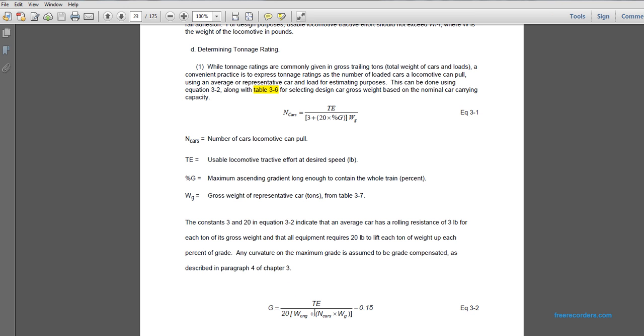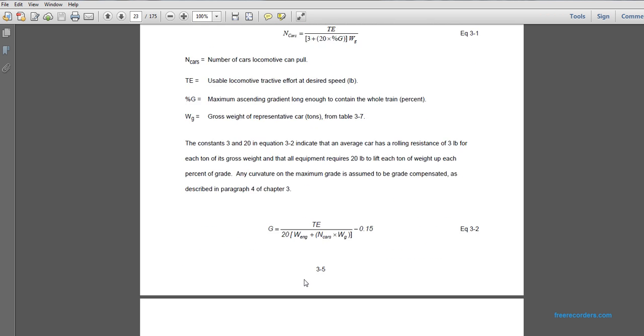with, inside the parentheses, the weight of the engine plus the number of cars times the gross weight, plus the weight of the engine, divided by, times 20, divided by traction effort, and 0.15.